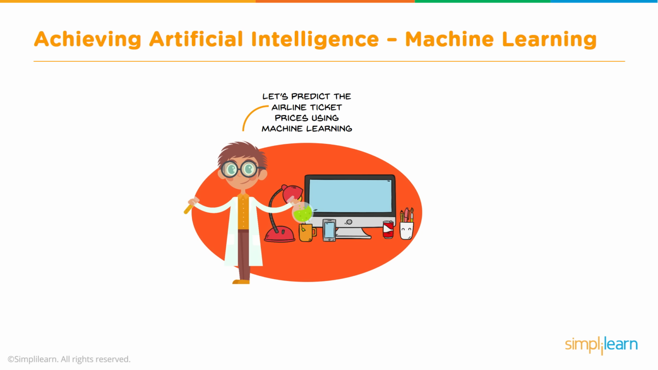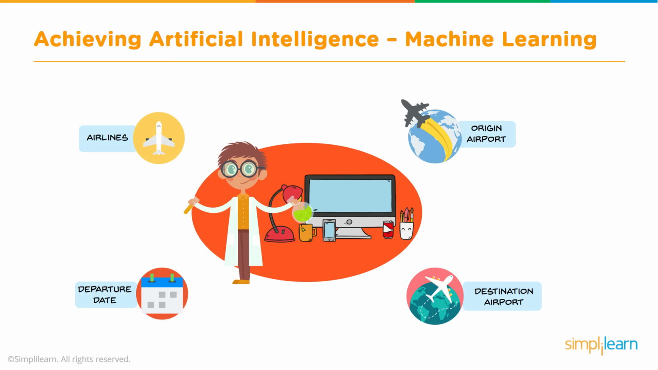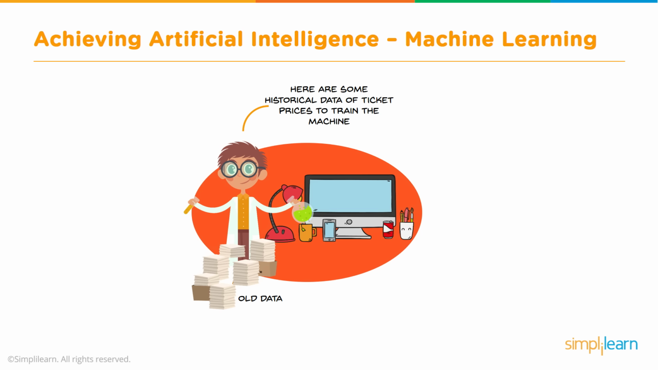Let's take a look and see what that looks like in another domain. We have the photograph domain. Now let's look at it in the airline ticket domain. So let's predict airline ticket prices using machine learning. These are the factors based on which we're going to make the predictions. And choosing your factors is so important. But for right here, we'll just go ahead and take a look at what we got. We have airlines, we have the origin airport, the destination airport, the departure date. Here is some historical data of ticket prices to train the machine.